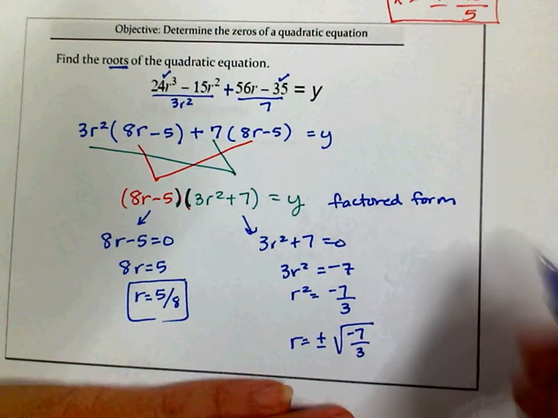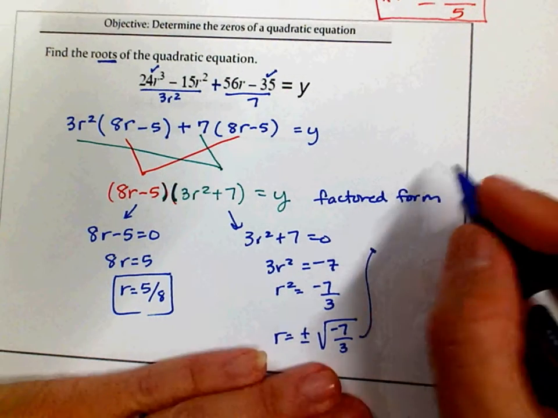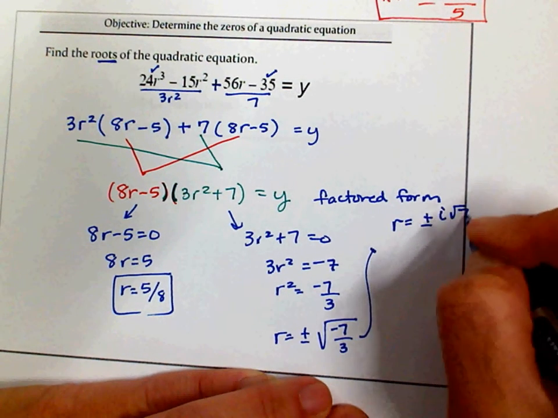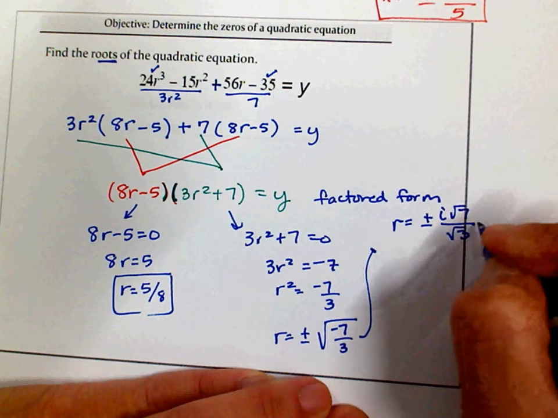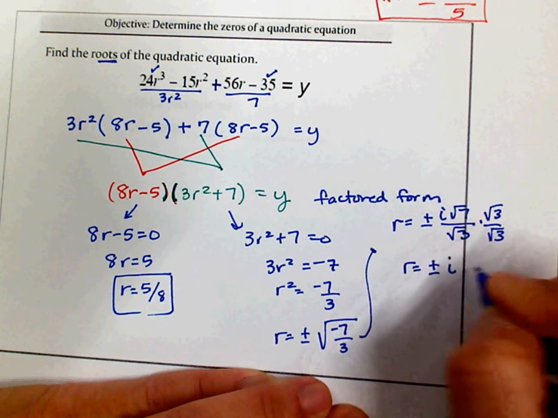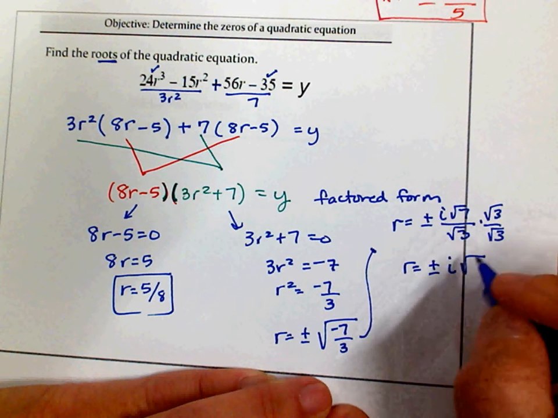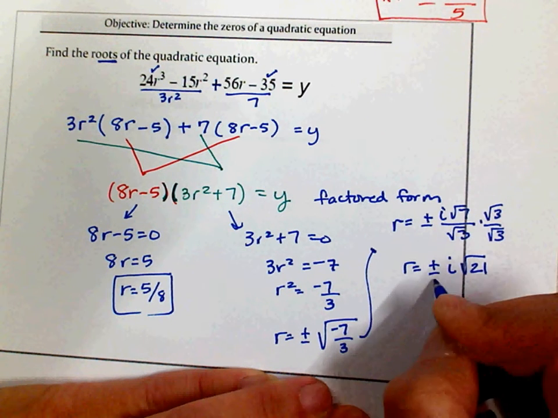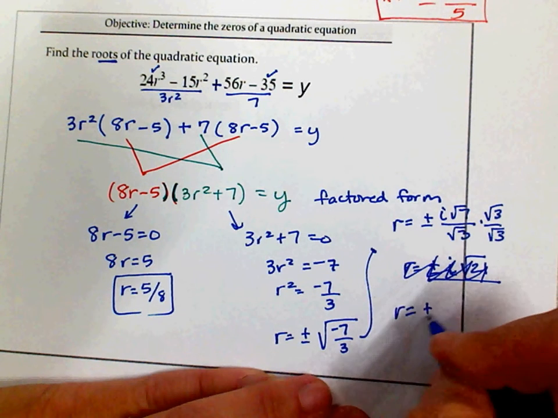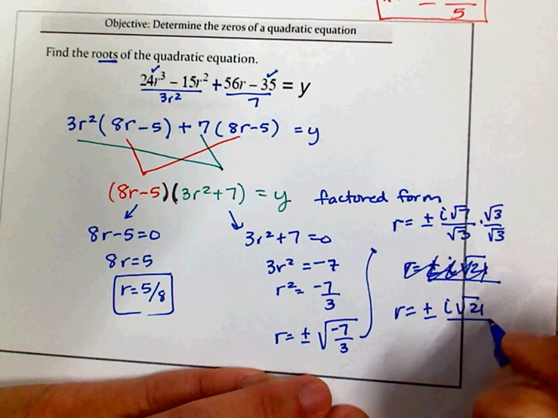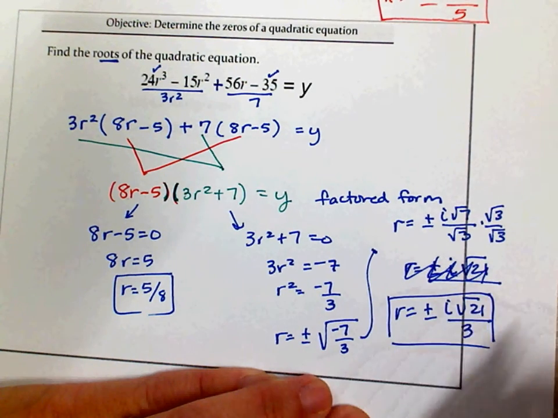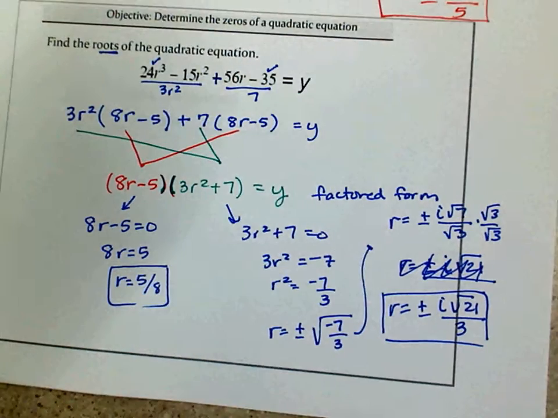I'm going to finish up here for you. r equals plus or minus i square root of 7 over square root of 3. Rationalize. So r is plus or minus square root of 7 times square root of 3, which is square root of 21. No perfect squares. Let me write that better. Plus or minus i square root of 21. Square root of 3 times square root of 3 is just 3. And there's your 3 solutions: 1, 2, 3. And there you have your complex numbers.